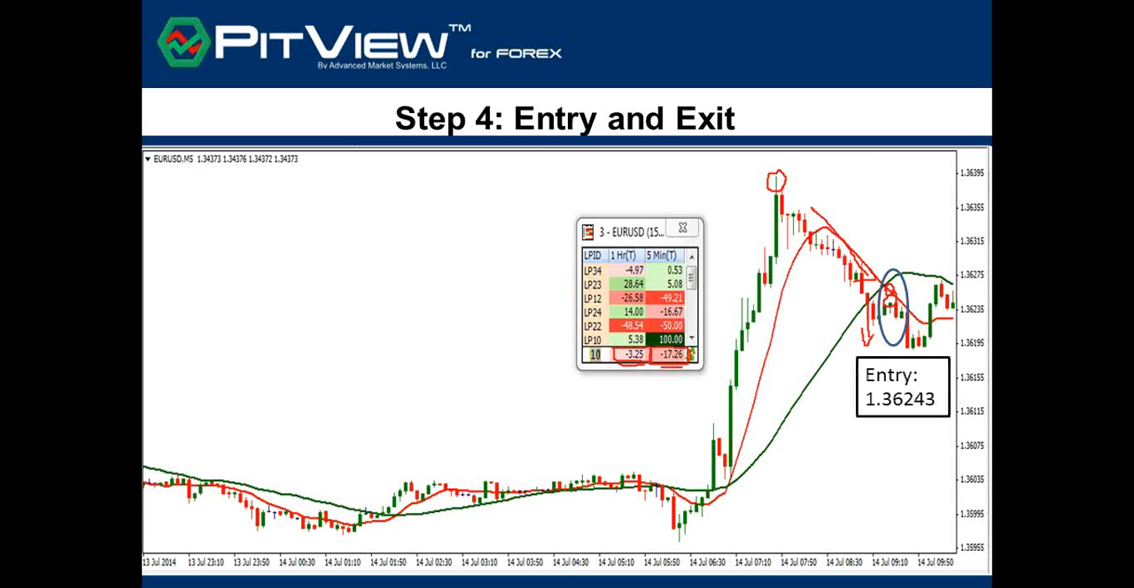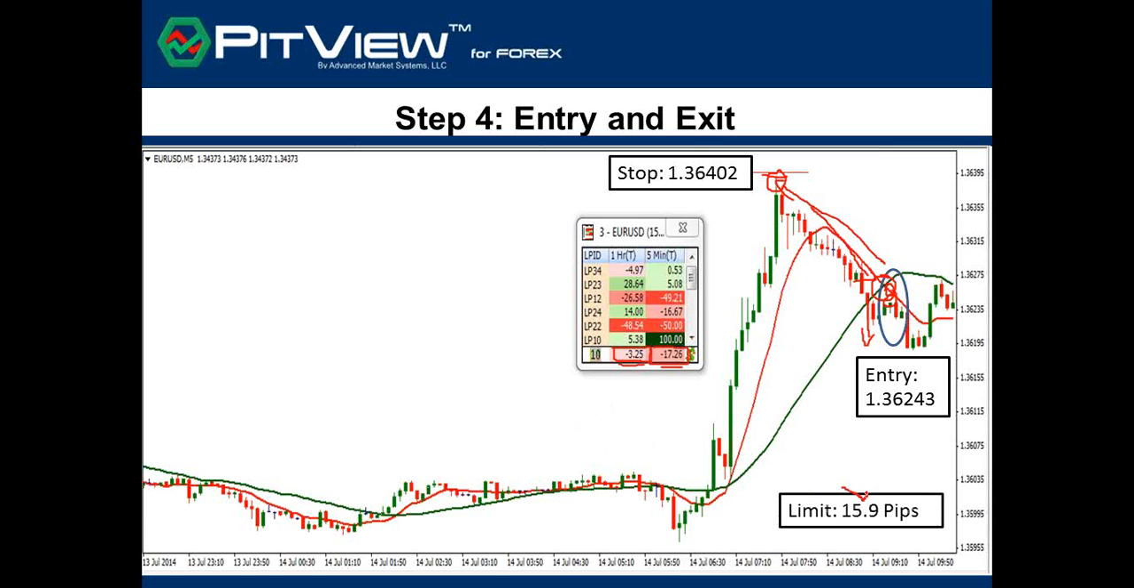The stop and limit on this, so there's our entry, 1.36243. Our stop, again, here's where the negative cross occurs right here. What we would do is look back at whatever the previous swing high was. We put our stop at least 1 pip above that high, and then put our limit at a 1-to-1 risk-reward ratio. In this case, we'd be risking 15 to make 15, or 15.9 to make 15.9. This is a very simple reversal strategy for trading intraday in the markets.